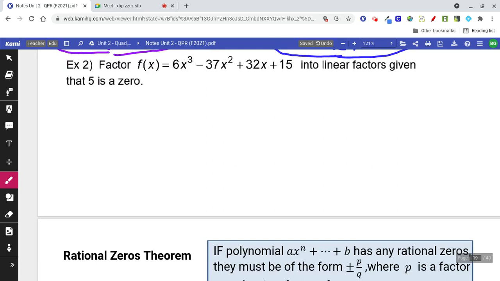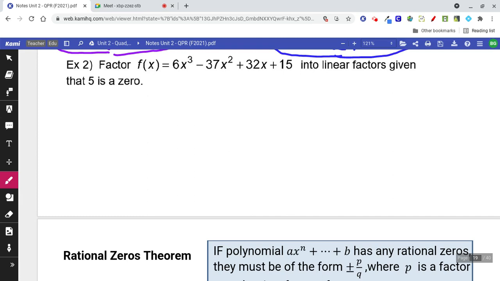Example 2. Factor 6x cubed minus 37x squared plus 32x plus 15 into linear factors given that 5 is a 0. Now, this problem is huge for us as algebra students because you spent a lot of time in your life factoring, but you probably couldn't do anything like this before. You pretty much spent your time on x squared problems. You factored a lot of x squared trinomials, and maybe they were difficult, but they probably weren't this difficult.